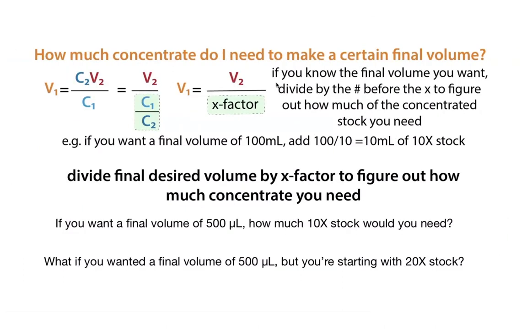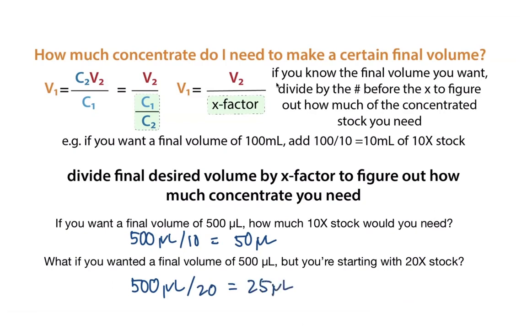What if we wanted a final volume of 500 microliters? How much 10x stock would we need? Well, we just have to do 500 microliters divided by 10, and that would give us 50 microliters of our 10x stock. What if we wanted that same volume, 500 microliters, but this time we're starting with the 20x stock? In this case, we'd have 500 microliters divided by 20, and that would give us 25 microliters.